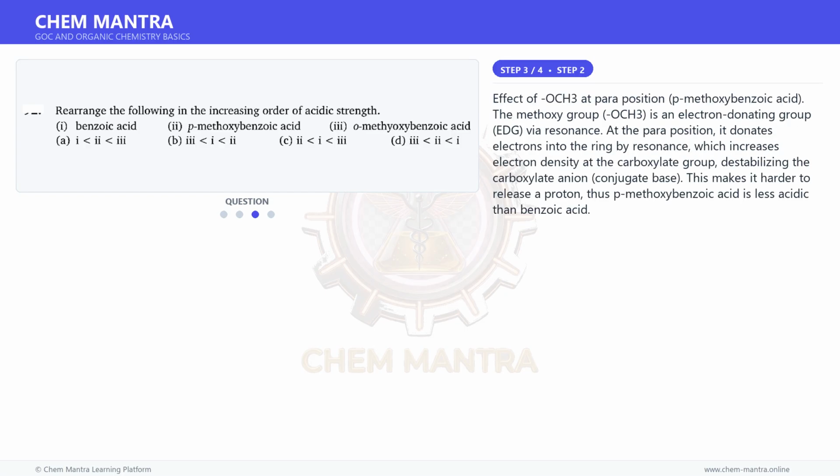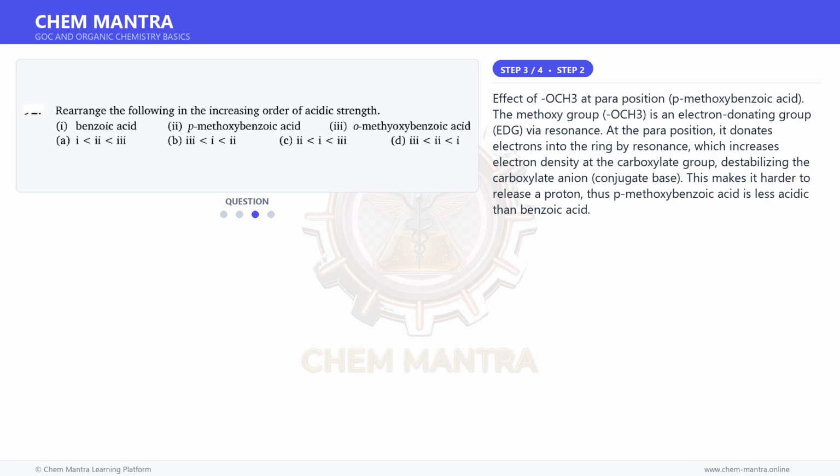Moving on to the next step. Effect of OCH3 at para position, P-methoxybenzoic acid. The methoxy group, OCH3, is an electron-donating group, EDG, via resonance.